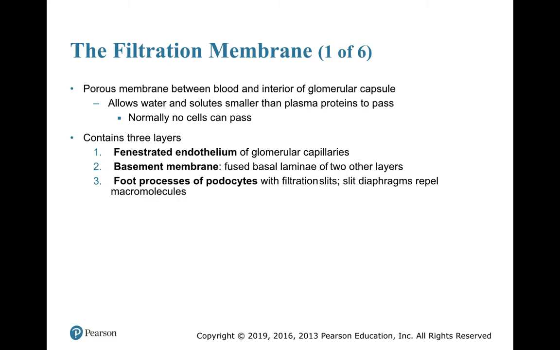That porous membrane between the blood and the interior of the glomerular capsule allows water and solutes smaller than plasma proteins to pass through. Normally, we do not let cells through there. It's too small for cells. It contains 3 layers: the fenestrated endothelium of the glomerular capillaries, a basement membrane, which is the fused basal lamina of the 2 other layers, and the foot processes of the podocytes with filtration slits. And those slit diaphragms are going to repel large molecules, macromolecules, such as proteins.